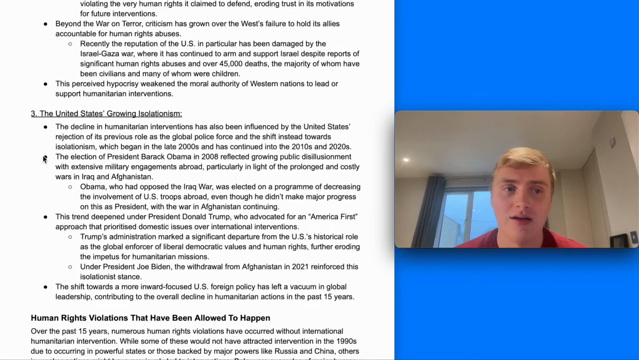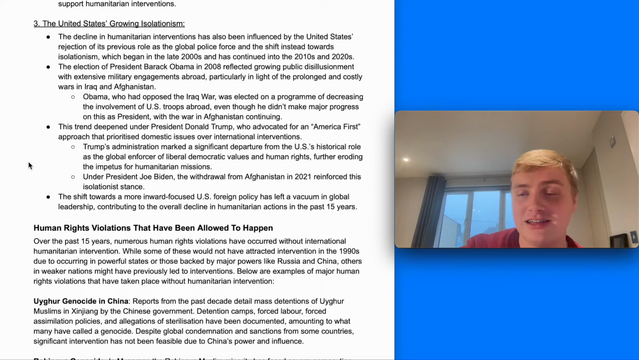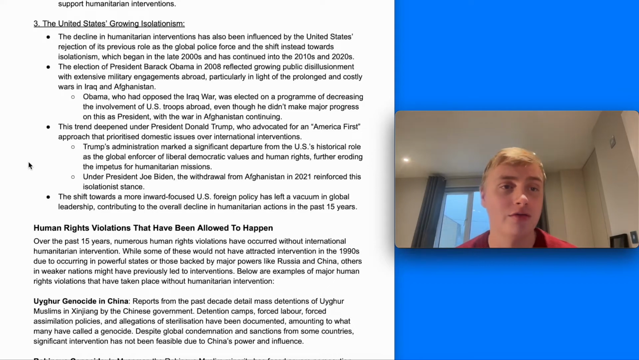or support humanitarian interventions. The third key reason, though, is actually the US's growing isolationism itself and its lack of willingness to uphold human rights itself. So the United States have really increasingly rejected its role as the global police force and shifted instead towards isolationism, which began in the late 2000s and has continued in the 2010s and 2020s. The election of Obama in 2008 reflected growing public disillusionment with extensive military engagements abroad.